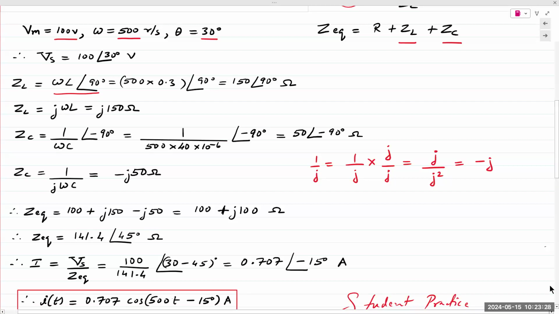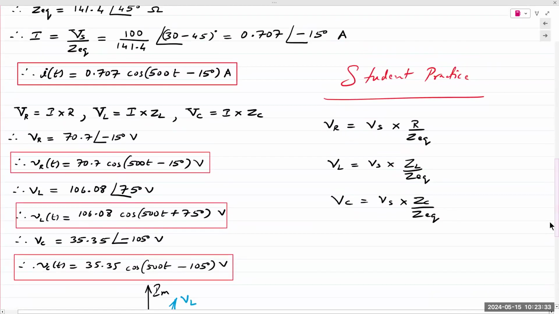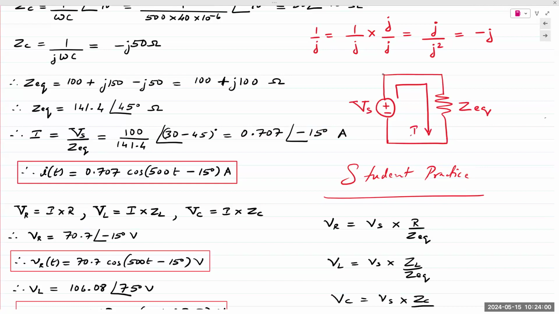So you have ZEQ. Well, from this point on, simple application of Ohm's law. You apply Ohm's law once to find the total current because the circuit reduces to this. You have a voltage source and you have ZEQ. So you have VS, ZEQ, and you have current I flowing through the entire circuit.